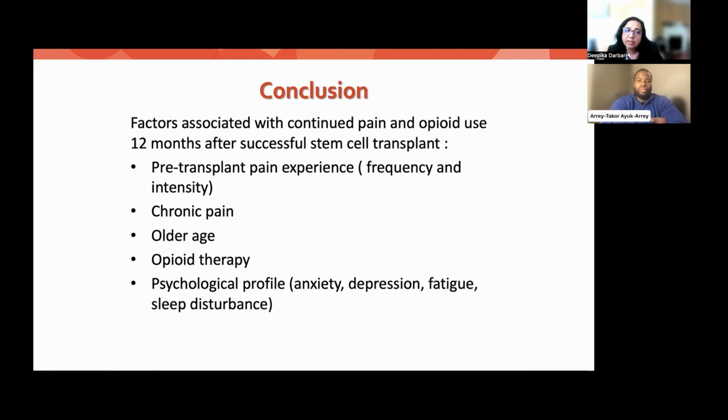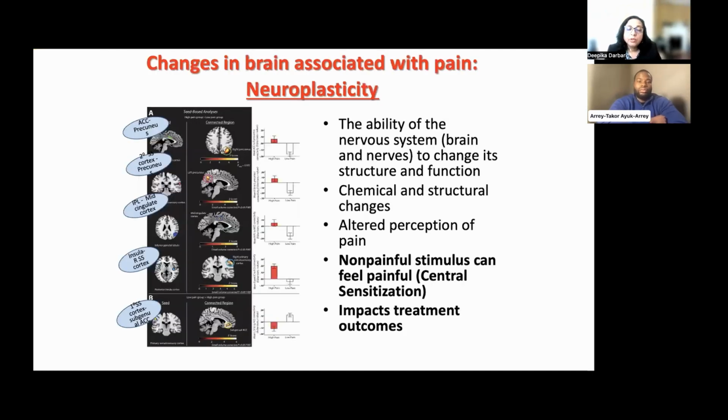So what can we take from this information? We saw that the factors associated with continued pain and opioid use after transplant were these. Pre-transplant pain experience: if a person has a higher burden of pain prior to transplant, they are at higher risk. If an individual had chronic pain, they were at higher risk for this problem. Older age, higher doses of opioid, especially long-acting opioid, were at higher risk for continued pain, and also psychological profile. If a person had anxiety, depression, or some of these other factors listed here, they were at higher risk for continued pain. Next slide, please.